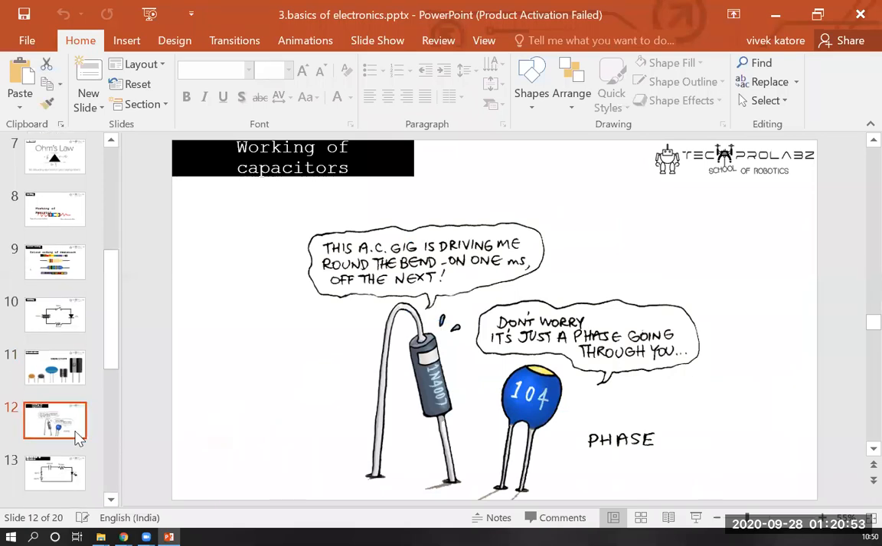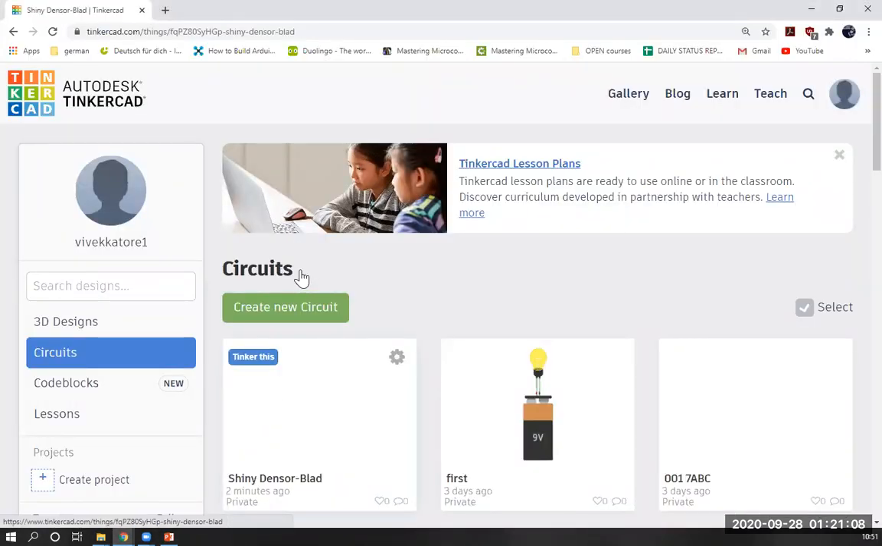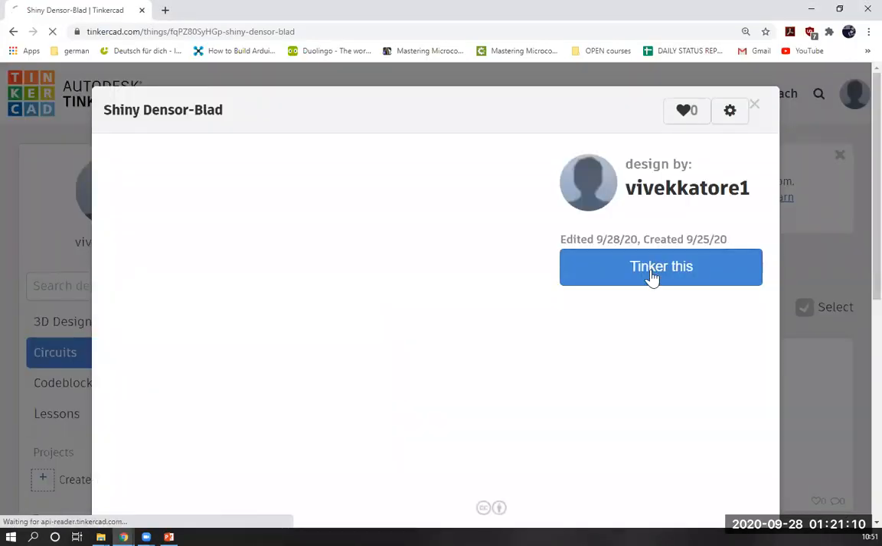So let's see what is the meaning of all these capacitors. These are just variants of capacitors, how they look like. These are called ceramic capacitors. Rather than showing here, I will show you there. If you have Tinkercad, open it up. We will see more about the capacitor.